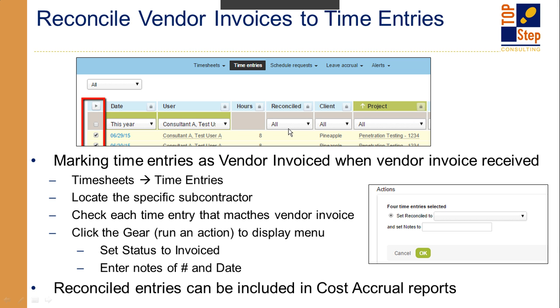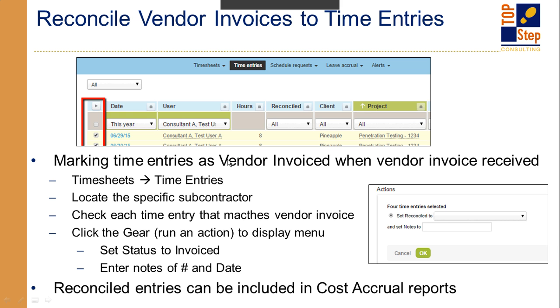It's of course expected that you're filtering it by probably a number of different filters, clients, projects, the date. So you can do a lot of filtering on this list. Once you have it filtered to the list that you're interested in, you can mark these various time entries as invoiced when you receive the invoice from the vendor. So we go into the Timesheets module and time entries.